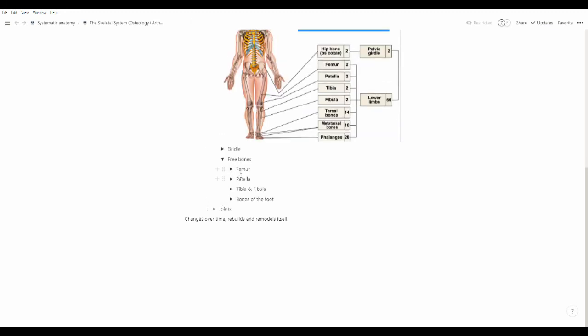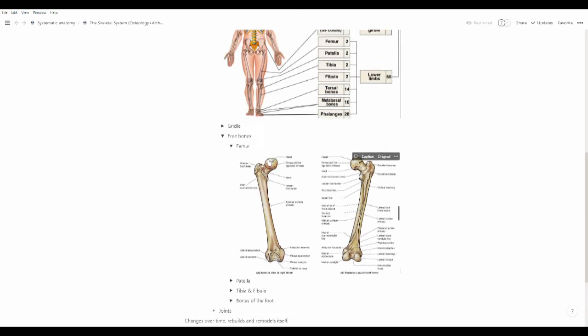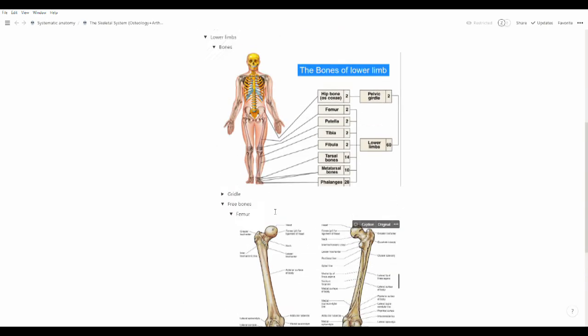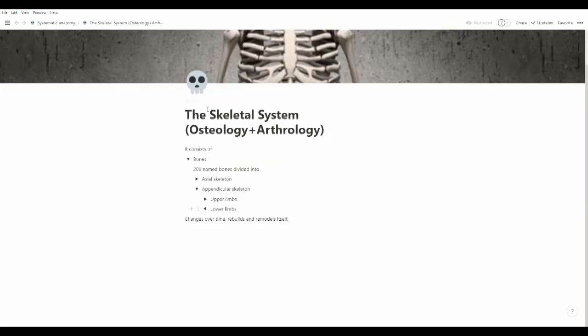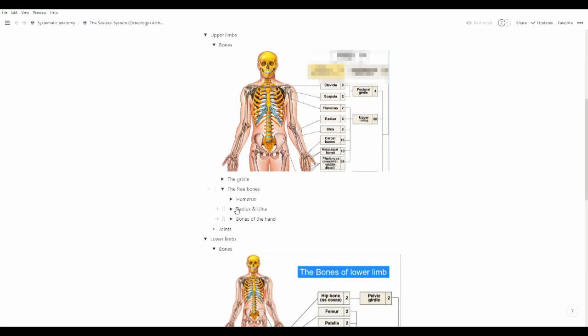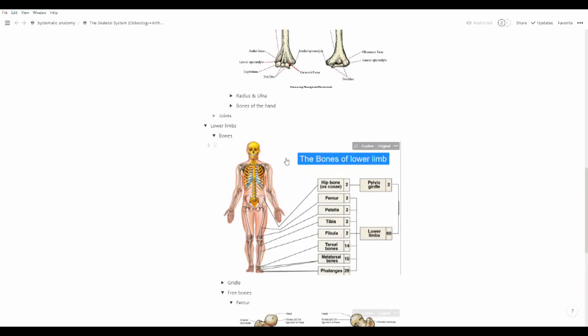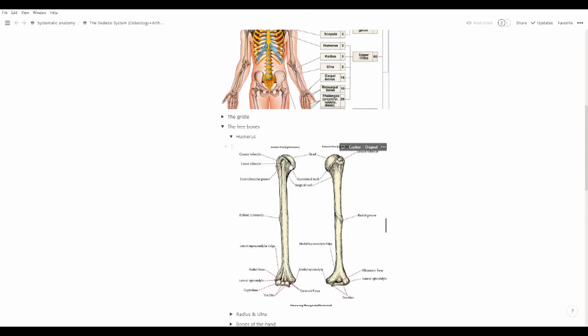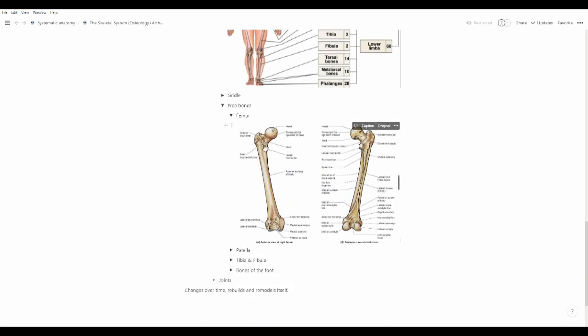So the free bones of the lower limb, we have the femur, patella, tibia, fibula, and the bones of the foot. So the first bone is the femur bone, which is the bone in here. And how do you identify the difference between the femur bone and the humerus bone? Here we have the humerus bone. How do you identify the difference between this one and this one is that this one has a very long neck, while the other one does not have that long of a neck. It has a surgical neck and an anatomical neck, but you can see it's very short, but this one has a very long neck, which helps me identify the difference between the humerus bone and the femur bone.